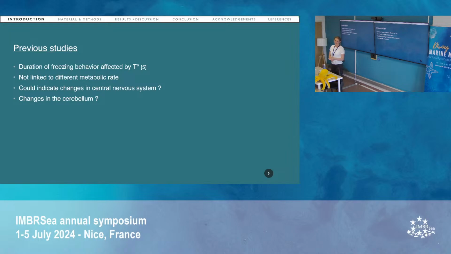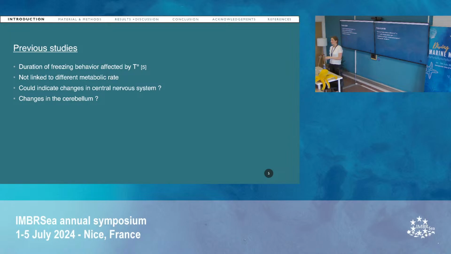There are other studies with this species working on the embryos, looking at the effect of the temperature on the freezing behavior. So what is the freezing behavior? Maybe everybody doesn't know. It's just the fact that some embryos, when they feel like there might be predators around, would just stop moving and freeze for a few seconds just to hide because they cannot do anything else.